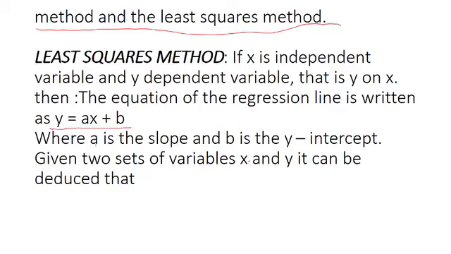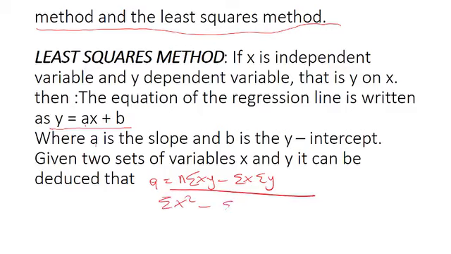Given two sets of variables x and y, it can be deduced that the value of a can be gotten from n summation of xy minus summation of x times summation of y, all over n summation of x square minus summation of x all square. That's for a. So whenever you want to solve a regression line, you make sure you look for this value first.